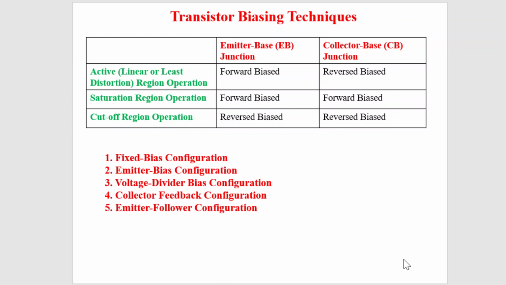In this series of lectures, I am discussing transistor biasing. In transistor biasing, there are several techniques which I started in my previous lectures. Till now I have covered fixed bias configuration, then emitter bias configuration, then voltage divider configuration, and then collector feedback configuration. In today's lecture, I will discuss emitter follower configuration.